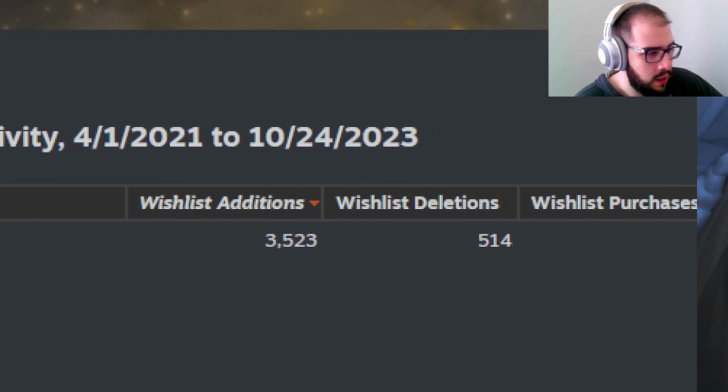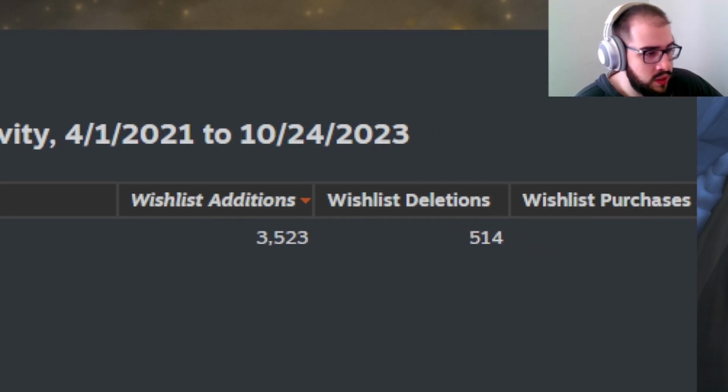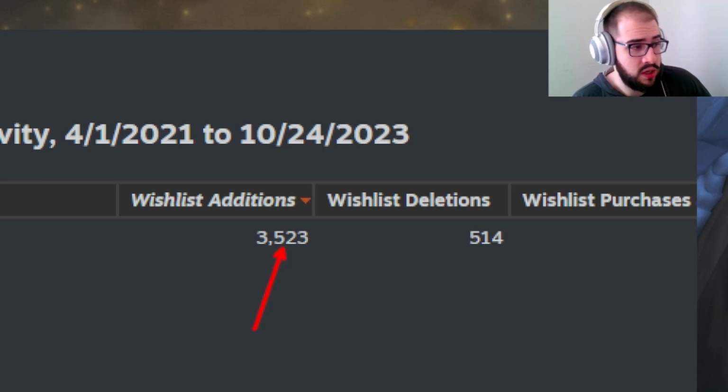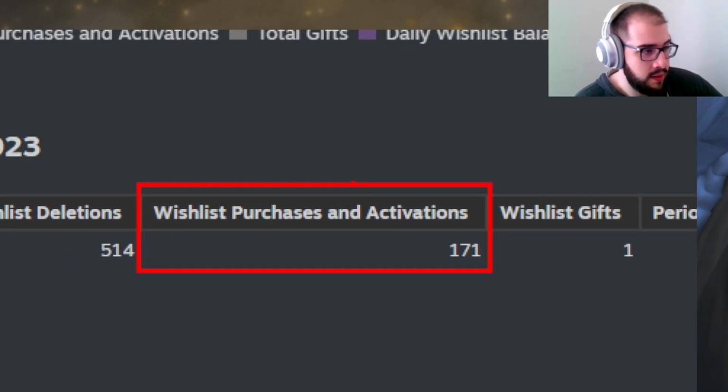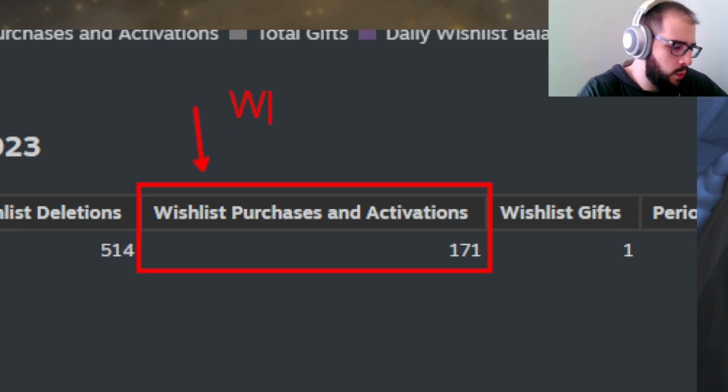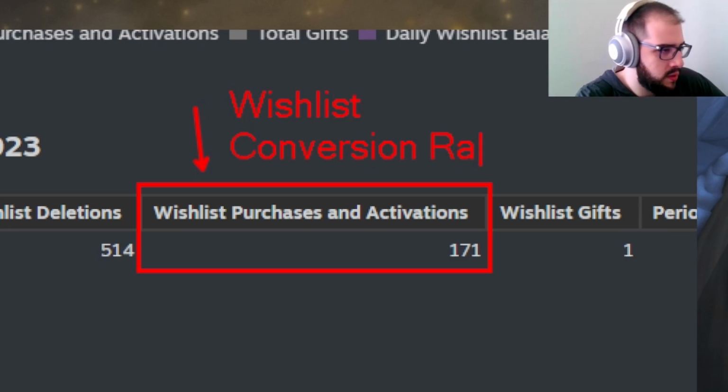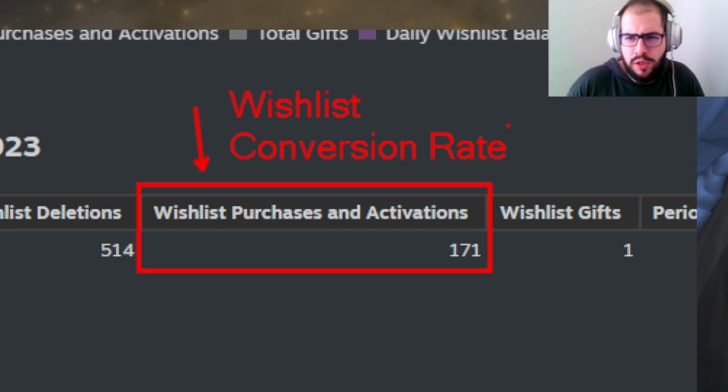During its life cycle, it got 514 wishlist deletions. That means that of all those 3,523 wishlist additions, basically only around 3,000 remains. And we also have the wishlist purchases and activations, and this is the most important part, because here you can see what we call a conversion rate.